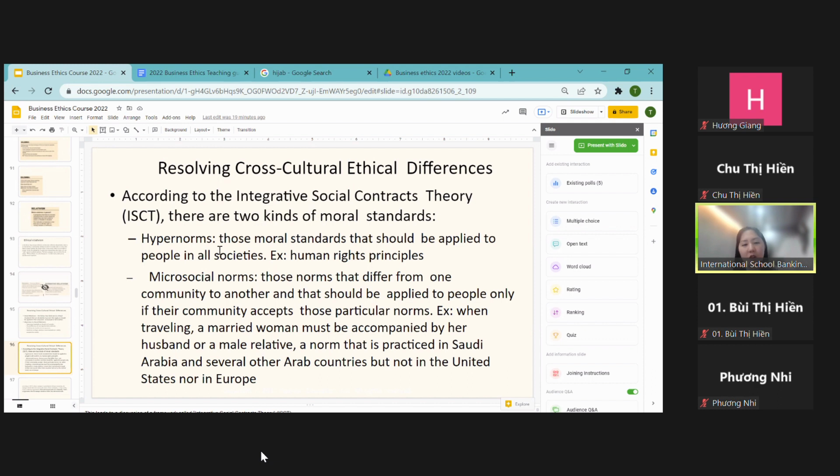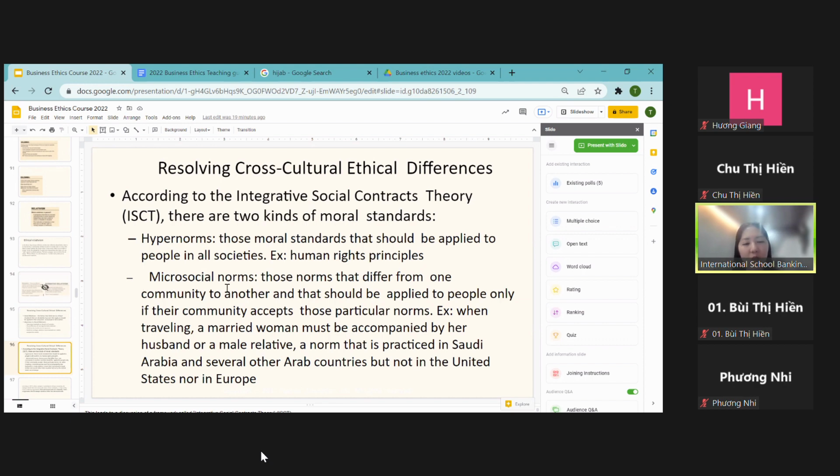Some examples of hyper norms can be human rights, so human rights principles. And then we can have the WHO and United Nations regulations for all the member countries, and all the member countries have to follow that guidance and regulation, and that will become the hyper norms. Okay, hyper norms are the norms that every single country has to follow.